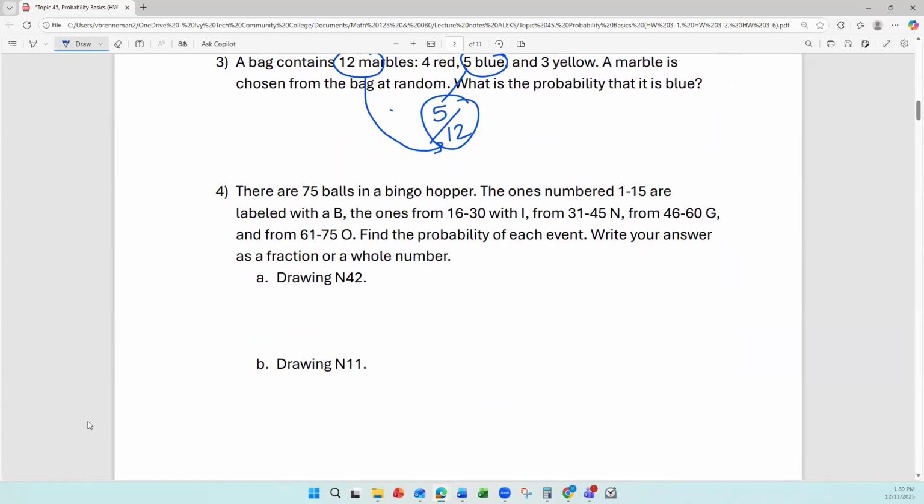Then number 4, there's 75 balls in a bingo hopper. There's a description here of how they're numbered, certain letters going with each grouping of numbers. So N42, and look at that, 31 to 45, 42 is in there, it's an N. That is one of the 75 balls. So the probability of drawing that ball is 1 in 75, 1 out of 75. Probability of drawing N11: the numbers 1 to 15 have a B, not an N, so there is no such ball. So the probability is 0.